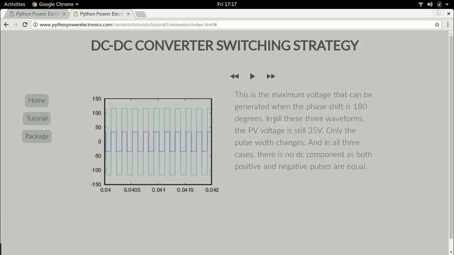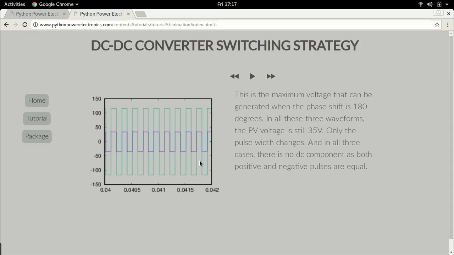Finally, the next slide, and this is the last extreme case. This is when the phase shift is 180 degrees. And as you can see, this is now a square waveform. It has no zero part. You see, there is no part where the AC voltage is zero. This is a pure square waveform.